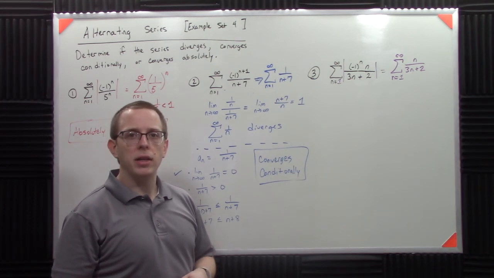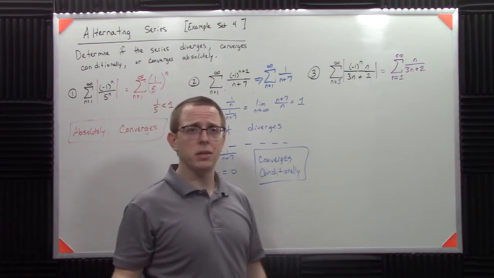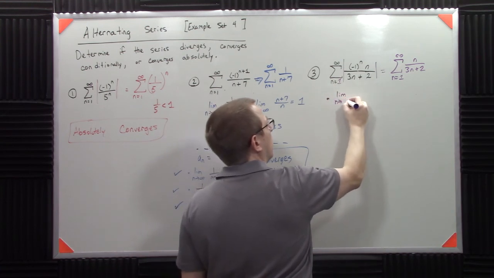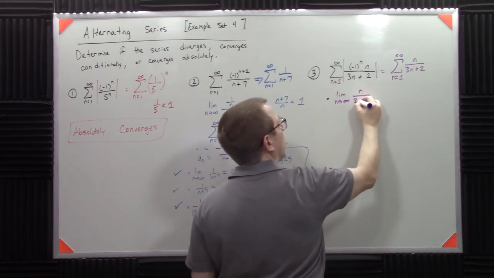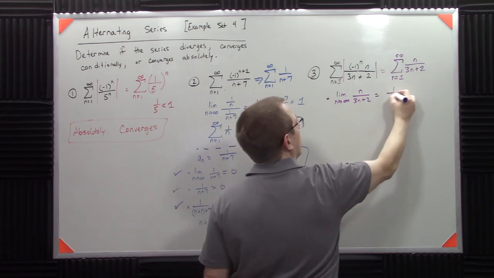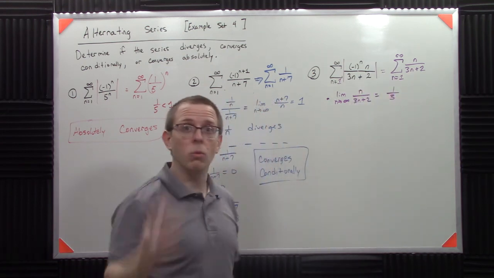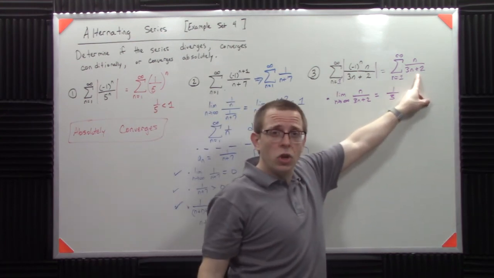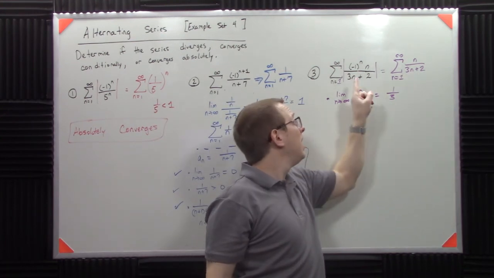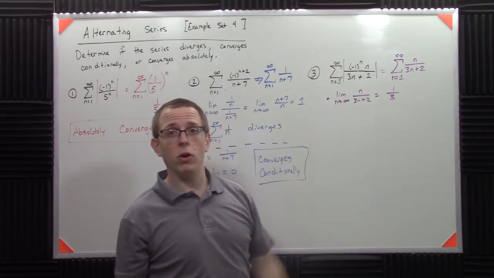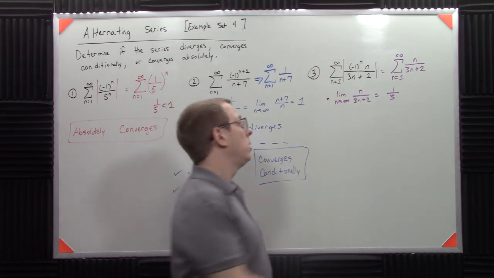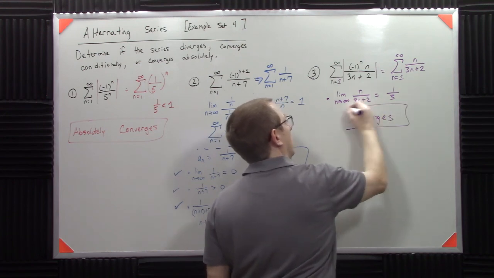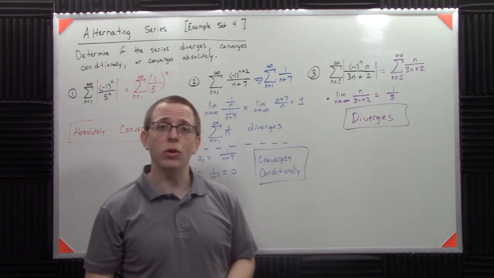Well, if I take the nth term test here, I get 1/3. Well, that's no good. That means that it diverges. And if the nth term test diverges here, this is also going to diverge for the nth term test. So we actually get a divergent series.